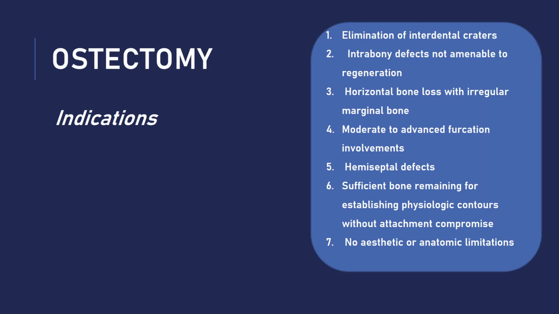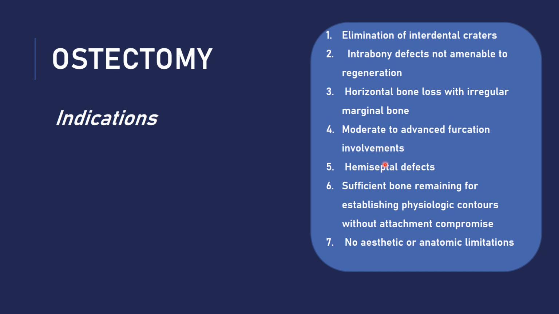Next, osteotomy is a procedure to remove the bony defects with the removal of supporting bone. In the other case it was just shallow craters for shaping, but in this case it will be elimination, if the intra-bony defect is not amenable to regeneration. Then horizontal bone loss with irregular marginal bone. So you can see the difference between the two procedures, and here it will be moderate to advanced furcation involvement, so we will be removing it, not for just grade 1 incipient furcation involvement.